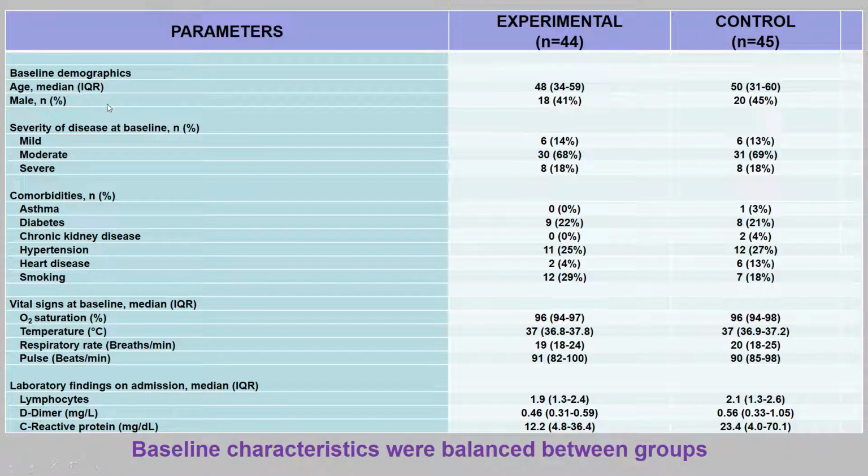Age, male percent, severity: mild, moderate, severe, comorbidity, vital signs at baseline, laboratory findings on admission, and these are, as we see here, there is no difference between the groups.